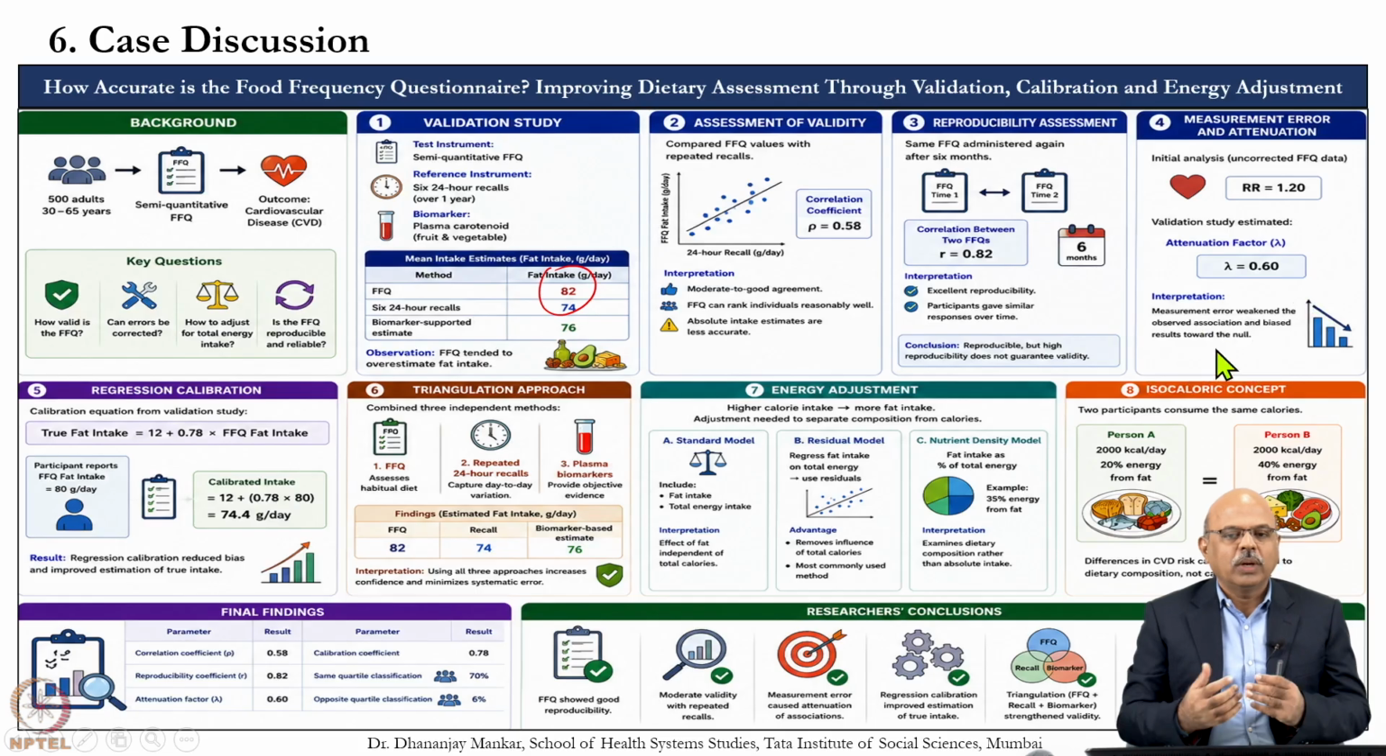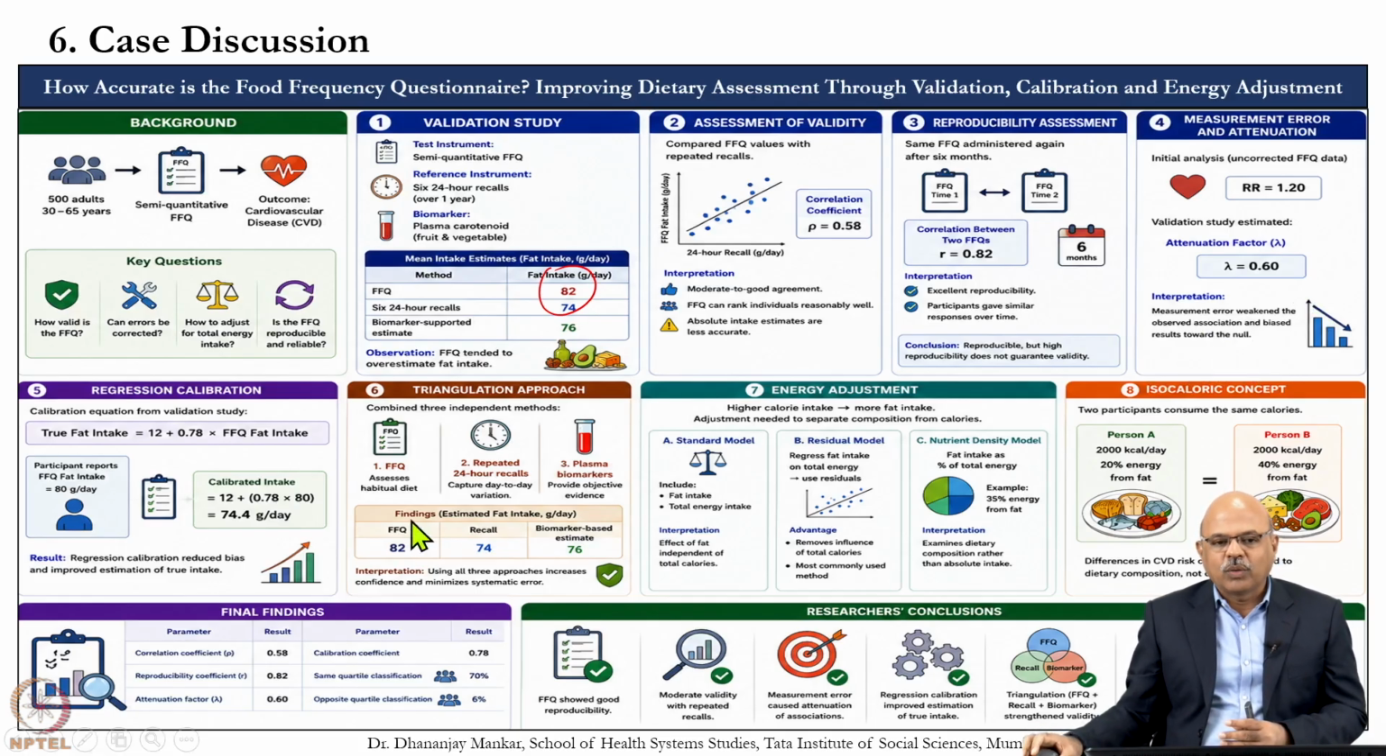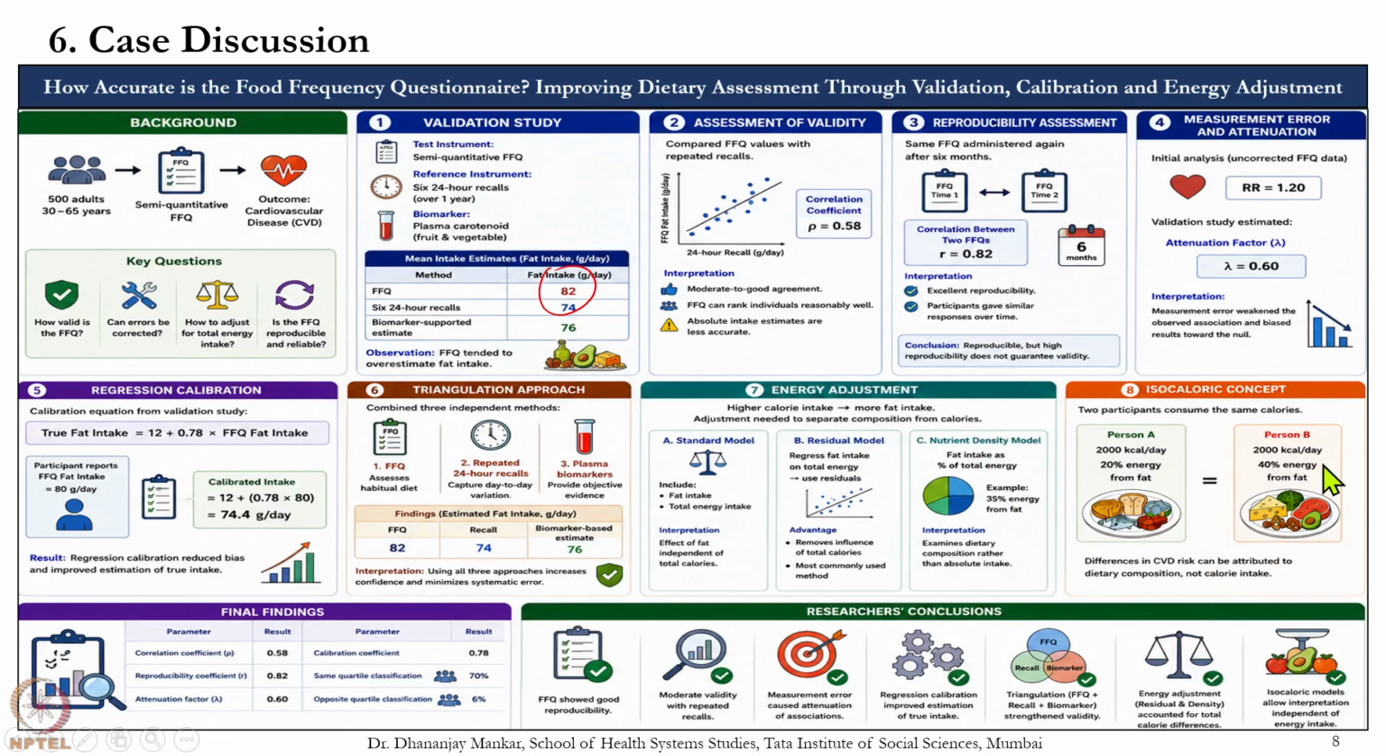So you have to take ahead the different steps: regression calibration, and the triangulation approach where you are mixing all the three, and energy adjustment, which is very important when you have to take the standard model, residual model, and nutrient density model. Even the isocaloric concept is very important, to see that 2000 calories are estimated from both people, but their energy intake was completely different.